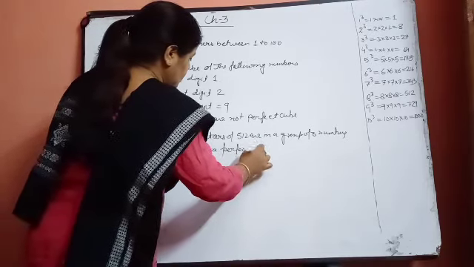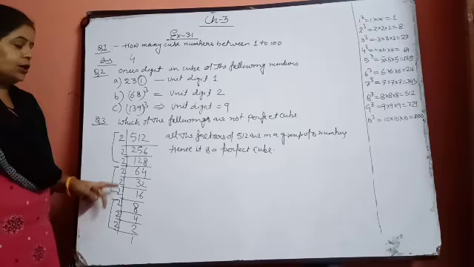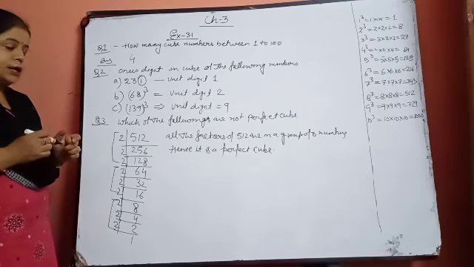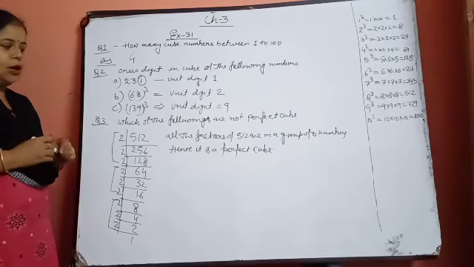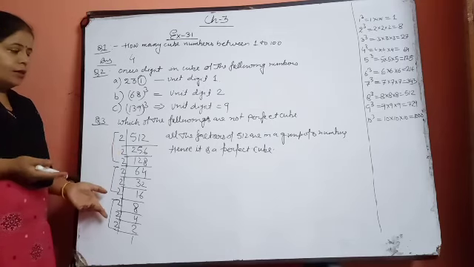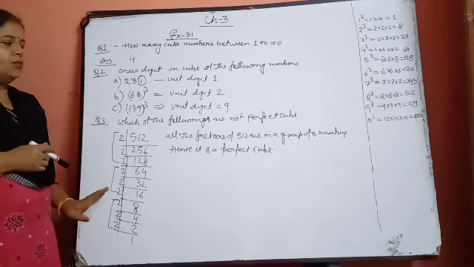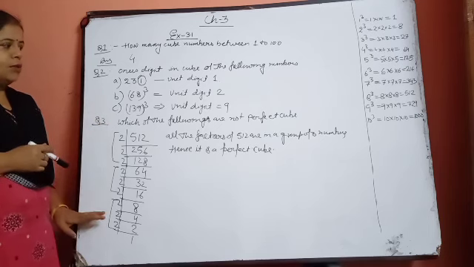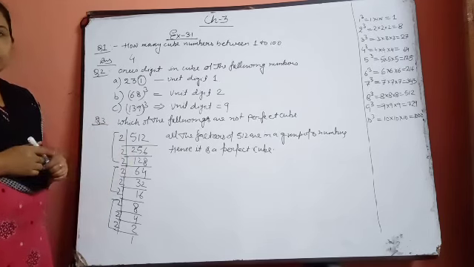So only this much you have to do. You will do the prime factorization and see whether the particular factor is in a group of 3 or not. If the given factors are in groups of 3, then the number will be a perfect cube. Note down up to here. Then we move to the next.